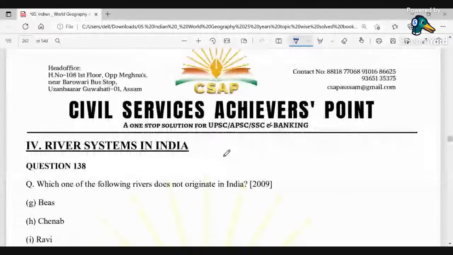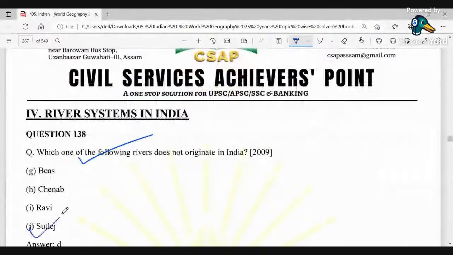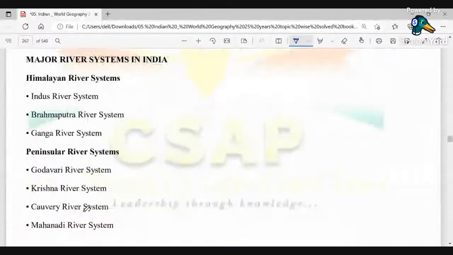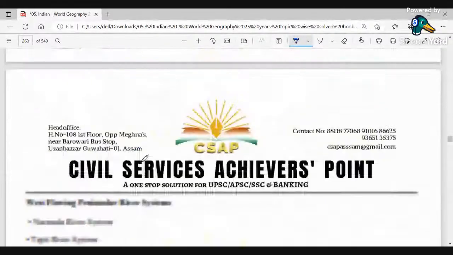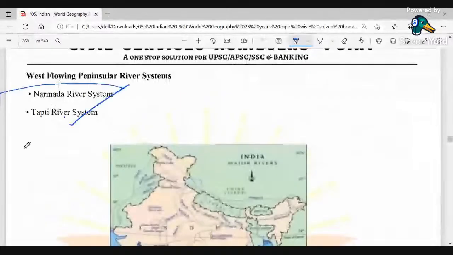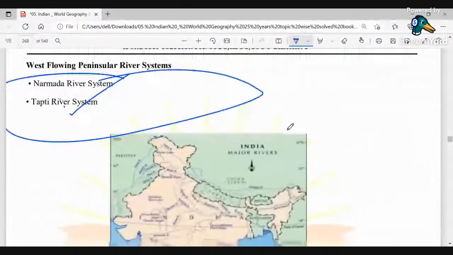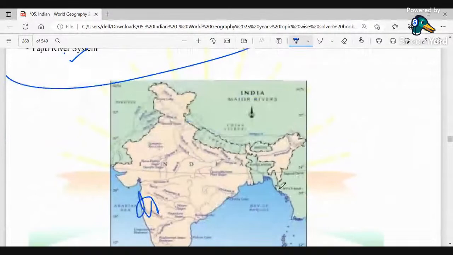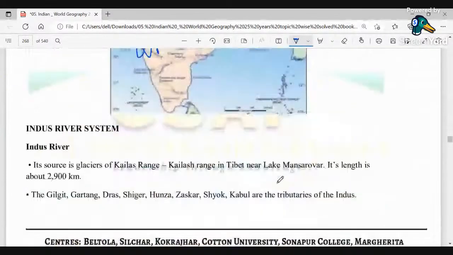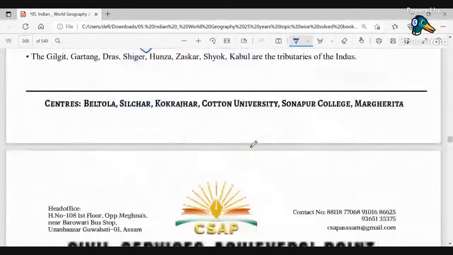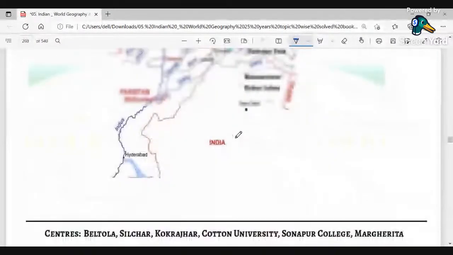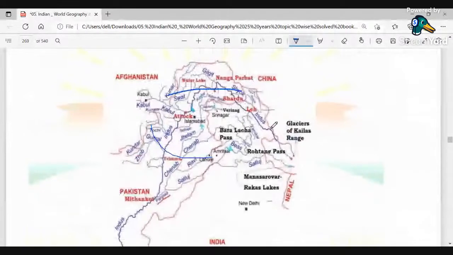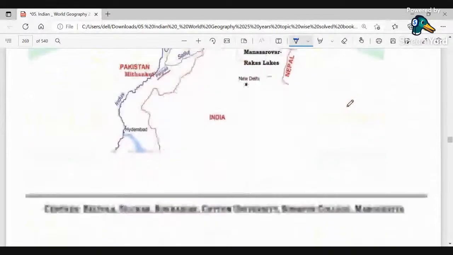Then which of the following rivers does not originate in India? So obviously it's Satluj. So this is the Himalayan river system. This is the peninsular river system. So all these things are very important. These are the west flowing peninsular river systems, which directly make their banks on the western coast, Narmada and Tapi. So this is the Indus river system. This is the Jhelum river system. So every explanation is given here. So you can find all the rivers flowing towards the west in this area.